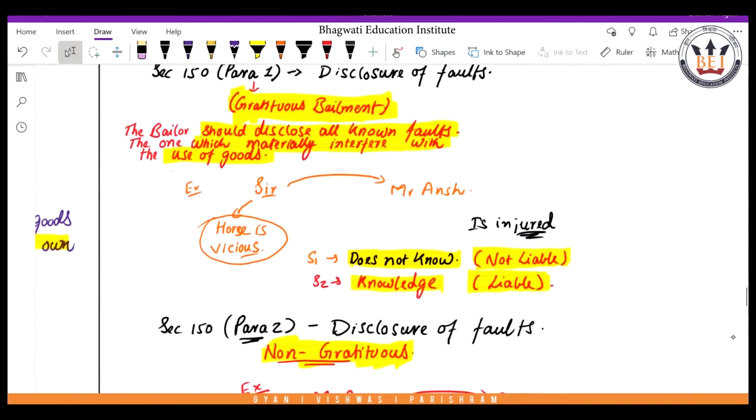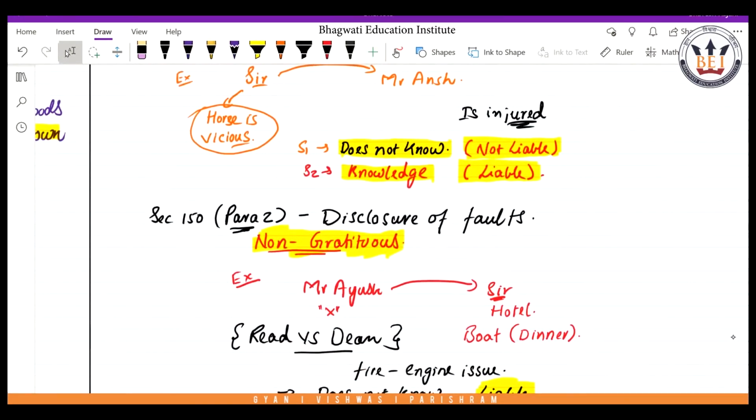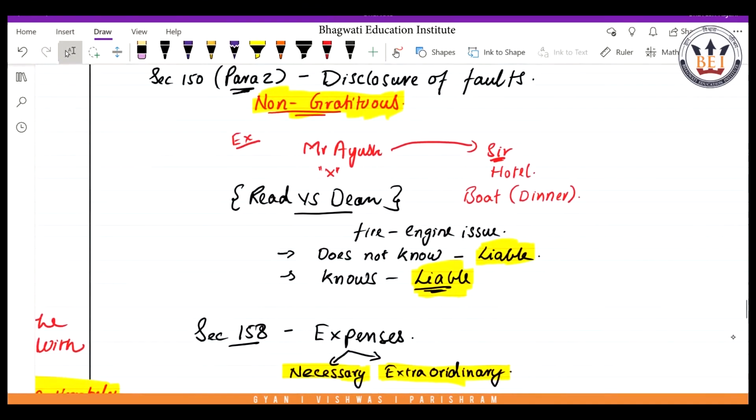Section 150 para 1 talks about disclosure of false gratuitous bailments, right? So if you had knowledge and you did not disclose, very bad, should have done that, so you'll be liable. And if you do not know, obviously you cannot disclose, so case over, you're not liable. 150 para 2 talks about non-gratuitous bailment, whether you know or not know. Reed versus Dean was the leading case that we studied under this. Then the liability in case of bailment for reward is on the higher side. So whether you know it or not know it, if there is non-disclosure of false, game over, yes, liability does arise for the bailor.